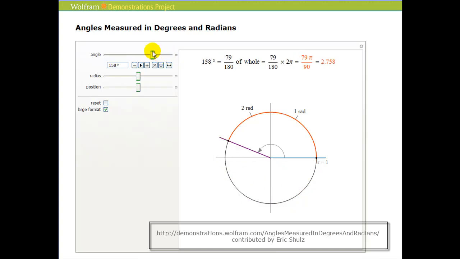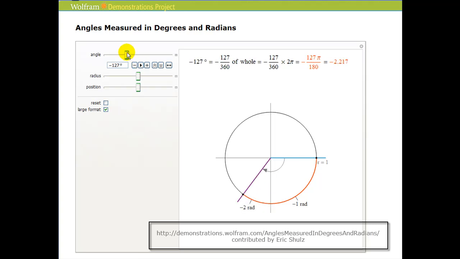Again, if we were to do the same thing but go clockwise this time, we would represent negative angles. So there's negative 90 degrees, which is negative 1/4 of a revolution. Again, negative because we're going clockwise. And so on. This is very similar to what we just saw, except now the angles have a negative measure, negative degrees and negative radians.